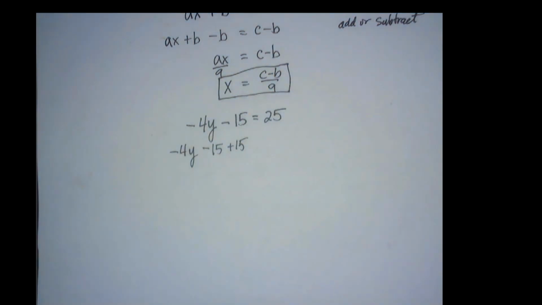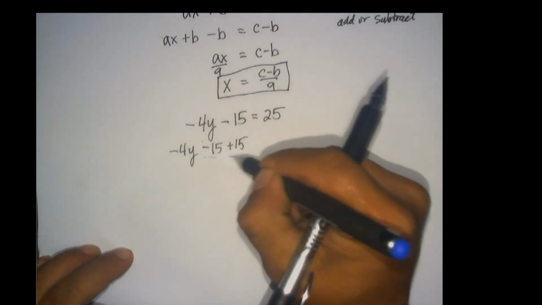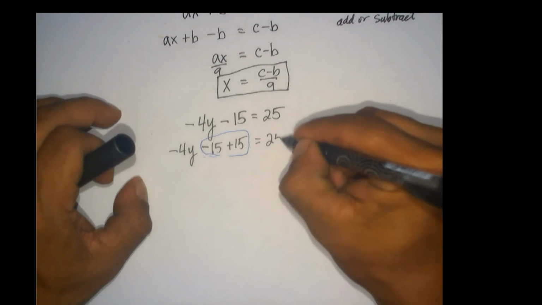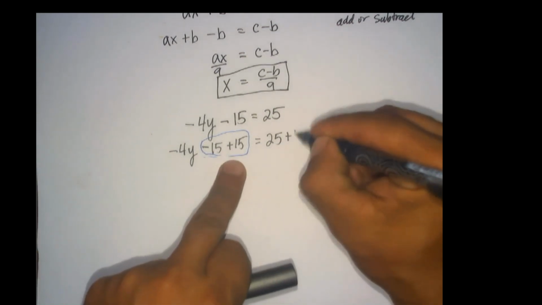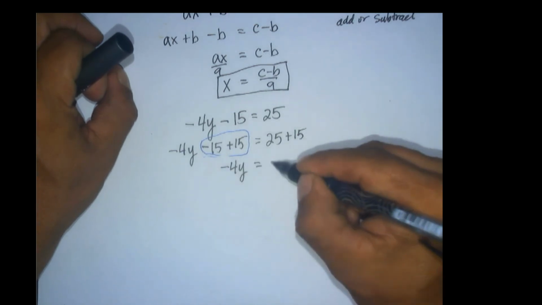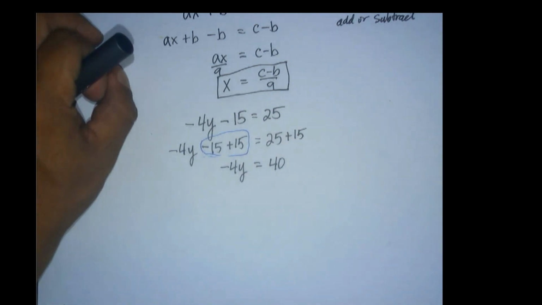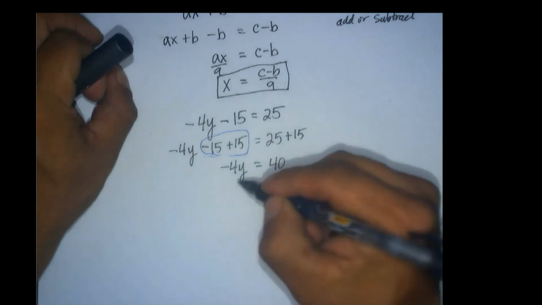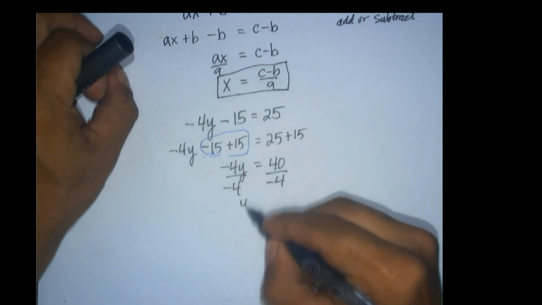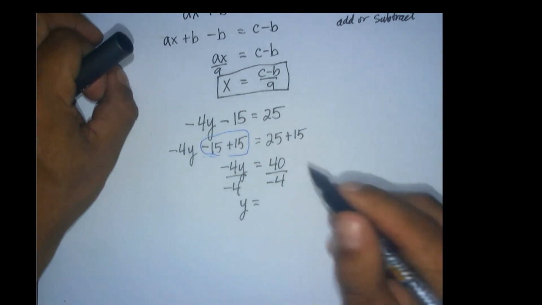And it's important to point out that this is 0, is equal to 25, and I added 15 to both sides. Okay, so now I have negative 4y is equal to 40, right? 25 and 15 is 40. So now to isolate y, I divide both sides by negative 4. And y is now going to be negative 10, right?